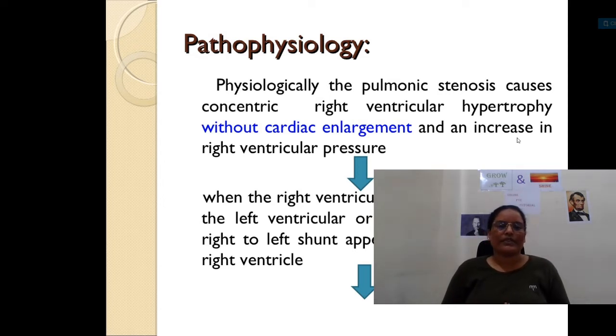As you know the reason, when the right ventricle pressure is as high as the left ventricle or the aortic pressure, a right to left shunt appears to decompress the right ventricle. Okay, when the right ventricle has a high pressure, at that time it gives blood to the left ventricle. Why? Because there is a VSD, ventricular septal defect, also present, and shunting from right to left is going to happen to relieve the right ventricle.